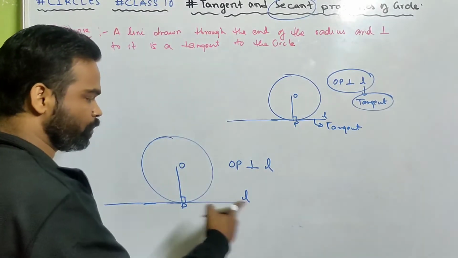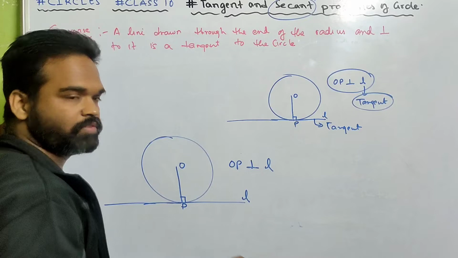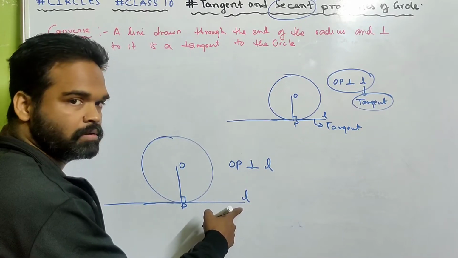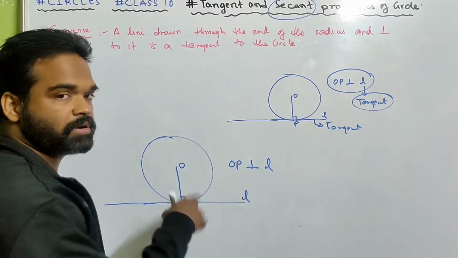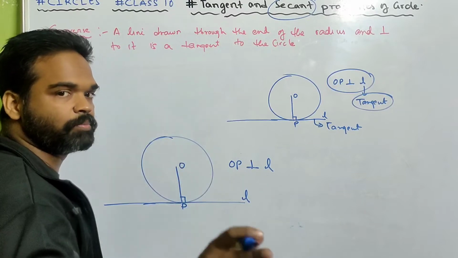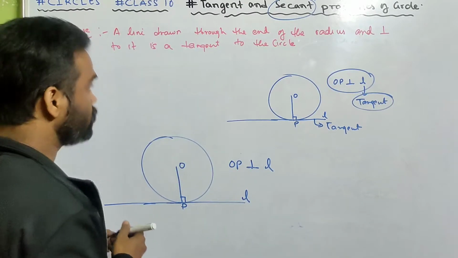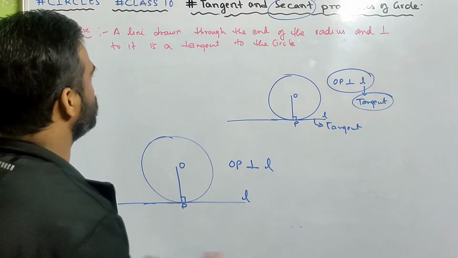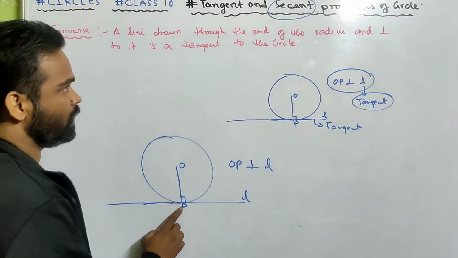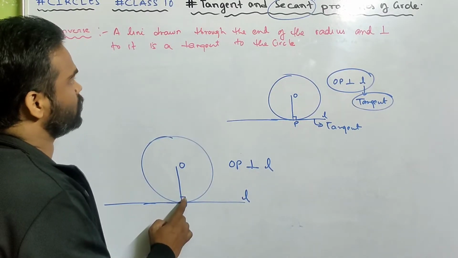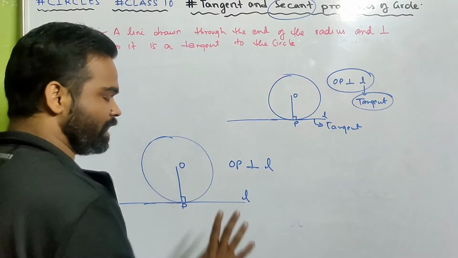Okay, over here we need to prove that this is a tangent, which means this line L touches the circle at only one point. That we need to prove over here. Look how we do it. A line drawn through the end of the radius and perpendicular to it is a tangent. We need to prove that L is a tangent.